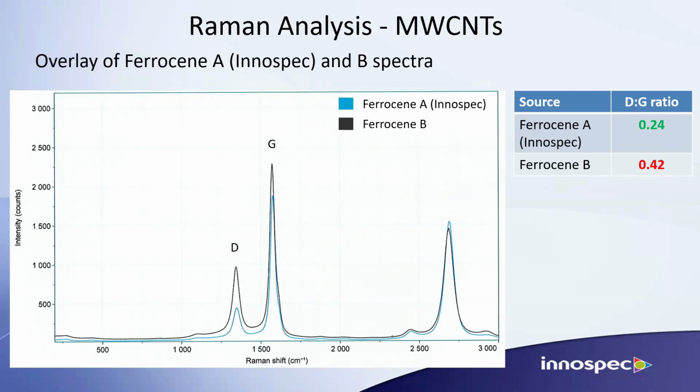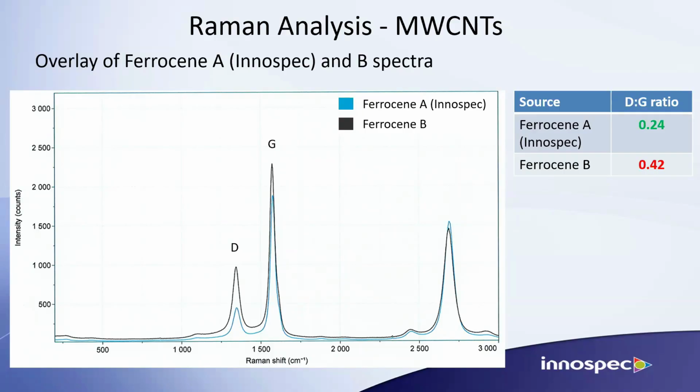So under these identical conditions, we observed a difference in the D to G ratio of the carbon nanotubes synthesized using Raman spectroscopy. Firstly, the lack of the RBM peak indicates both samples are multi-walled carbon nanotubes. INNOSPEC's ferrocene A produced multi-walled carbon nanotubes with a D to G ratio of 0.24, and in contrast, carbon nanotubes produced using ferrocene B gave a D to G ratio of 0.42. This difference is visible when the Raman spectra are overlaid.